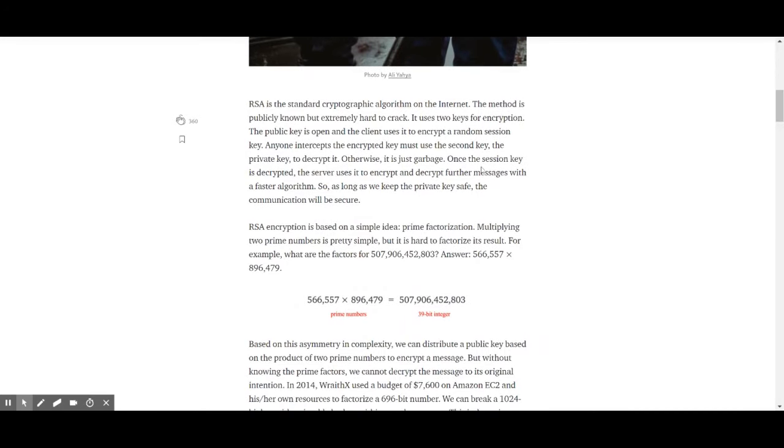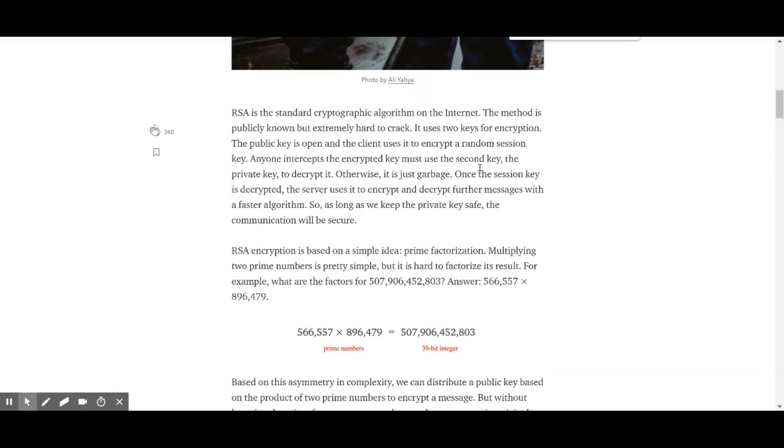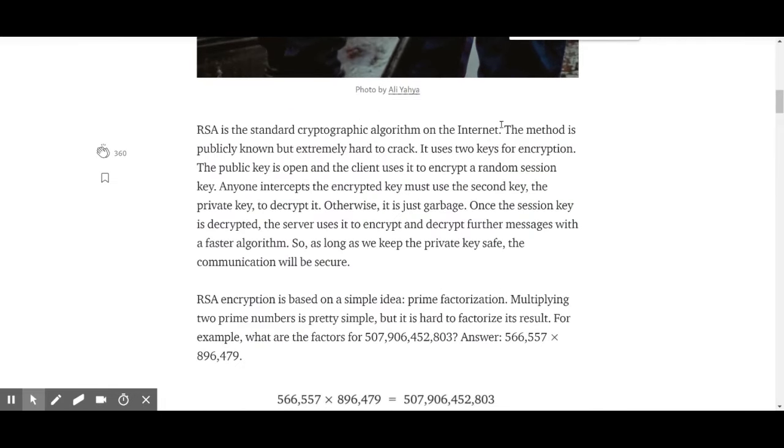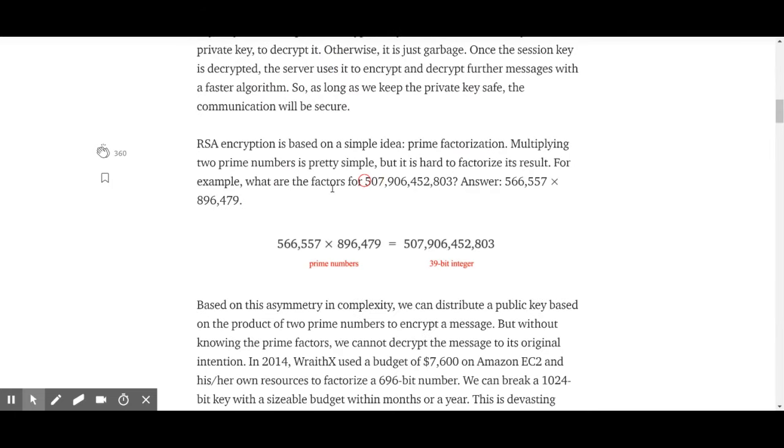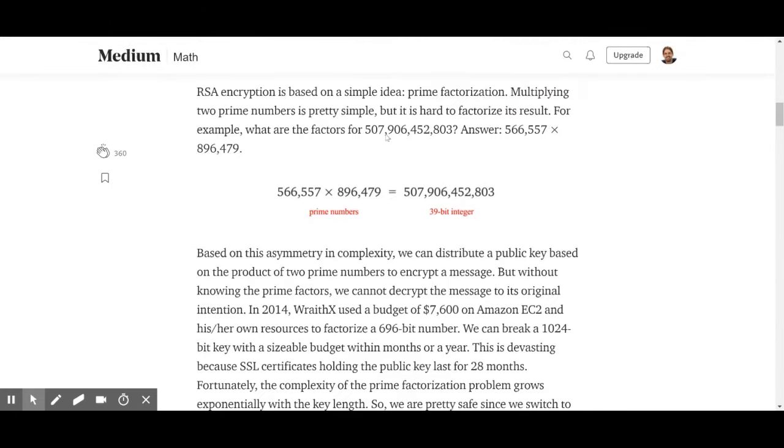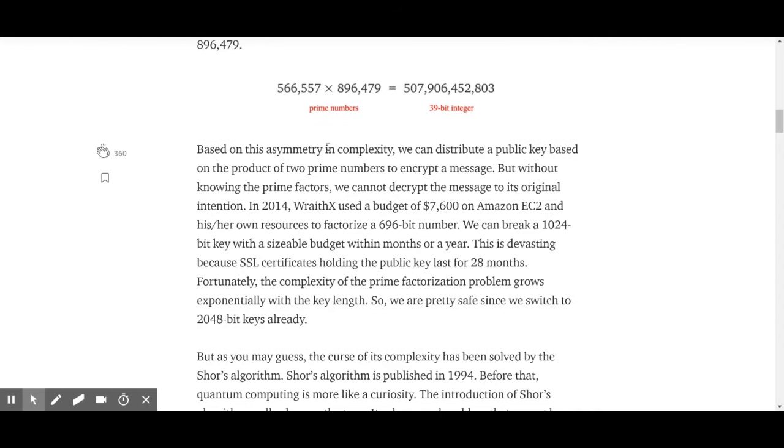So let's just take a look at these people. Maybe that's going to help. RSA, blah blah blah. It's based on a simple idea, prime factorization. Okay, we're not interested in that, but that's the idea, right? You've got this integer and those are prime numbers. Based on this symmetry and complexity, we can distribute publicly, blah blah blah. So this is the business or industry context of why this problem is relevant: RSA encryption and stuff like that.